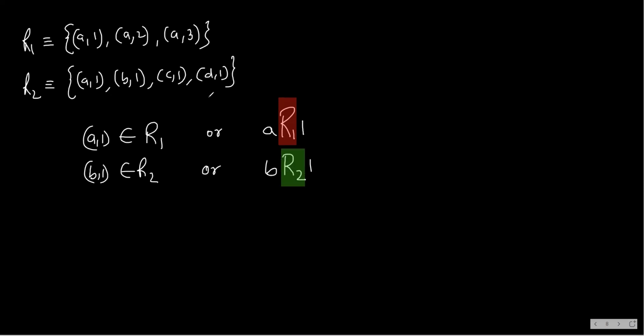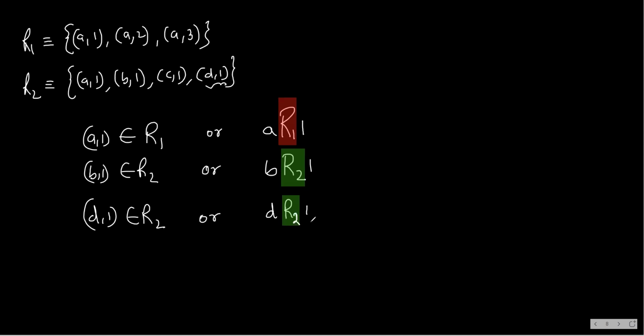Next, see here D, 1. You can write D comma 1 belongs to R2, or you can write D R2 1. What does it mean? It means that the element D is related to 1. I'm sorry, this is not R1. I made a mistake. It's R2 that I wanted to write. D, 1 belongs to which relation? R2.